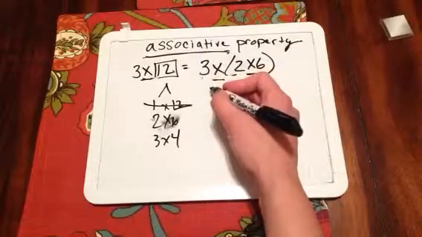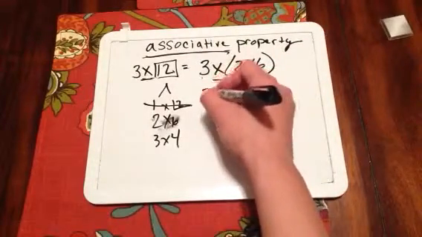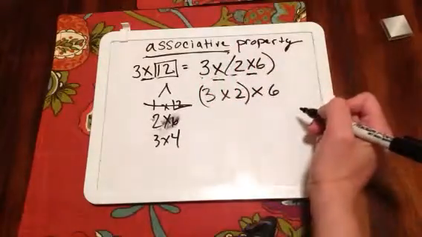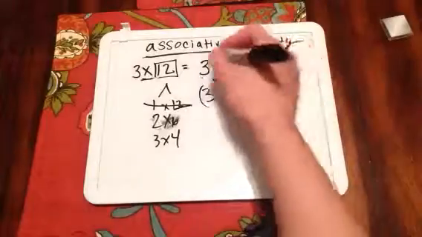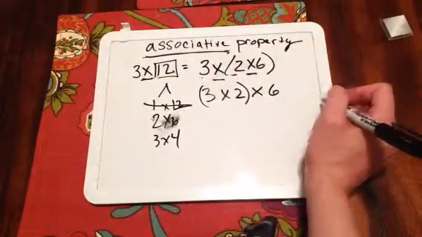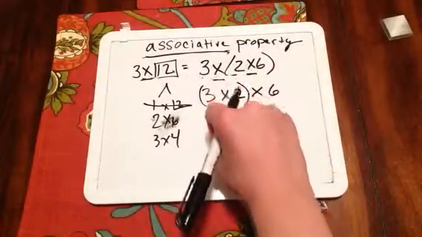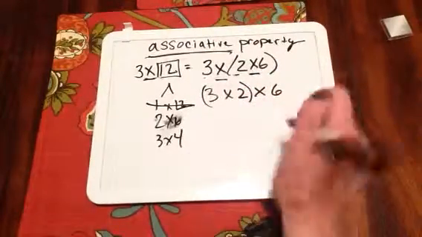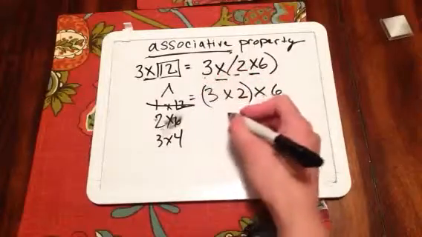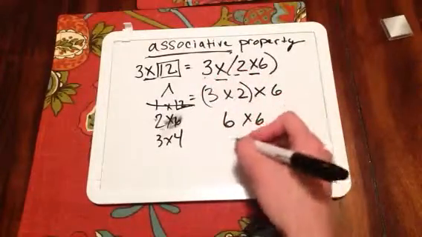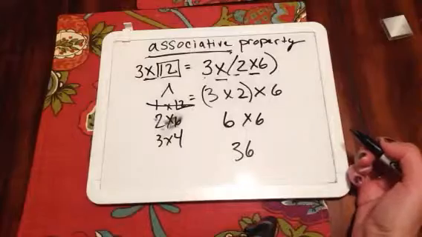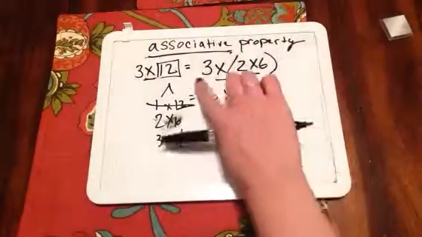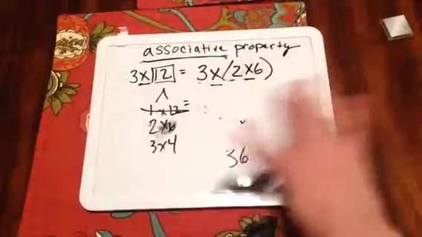So let's fix this up a little bit. Let's say 3 times 2 times 6. Maybe that is going to help us out, right? So I just moved the parentheses over. So I'm doing this in a different order, but it doesn't matter because it's all multiplication. They all are hanging out, right? So 3 times 2 is 6 times 6. The answer is 36. So 3 times 12 equals 36. Let's see if that would have worked with 3 times 4, okay?